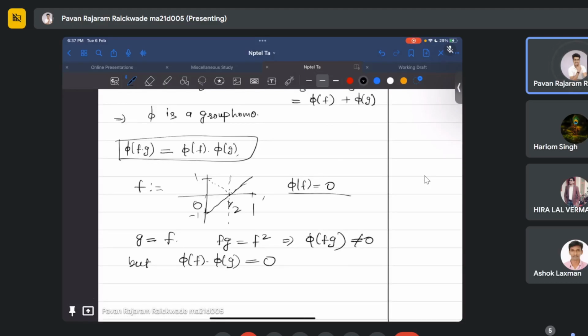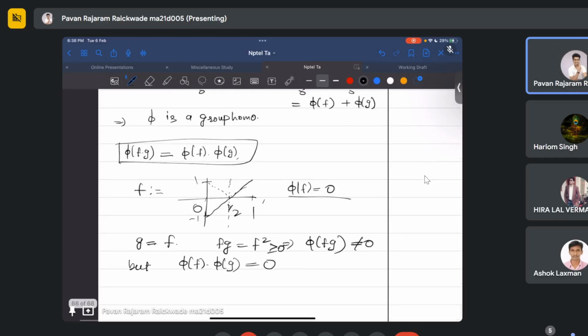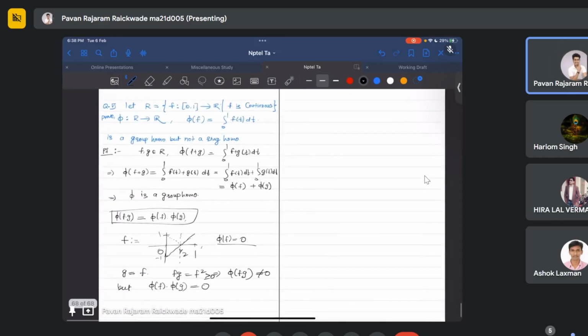I'll leave the rest of the calculations for you, because I gave the idea. You take f as a function which is odd around half, so the integral will be 0. But if you multiply it by itself, the integral will be positive, since it is a non-zero function greater than or equal to 0. Is it clear? Question number 5.